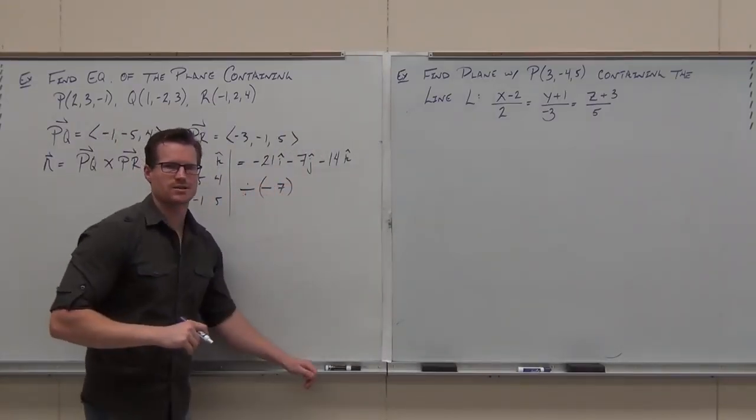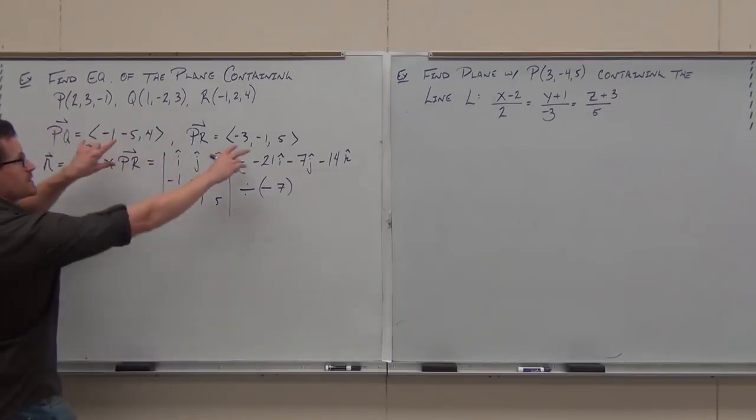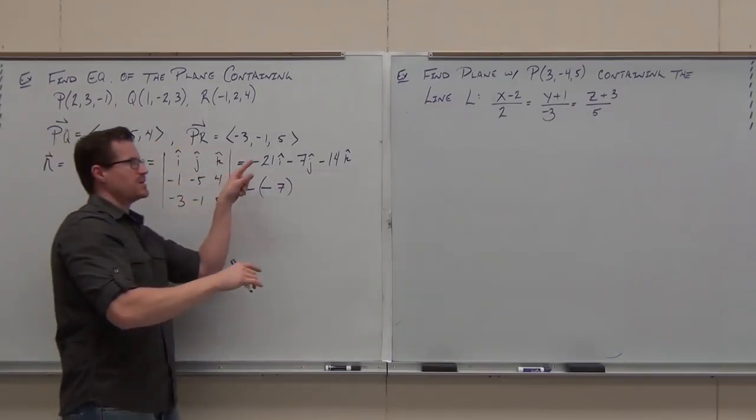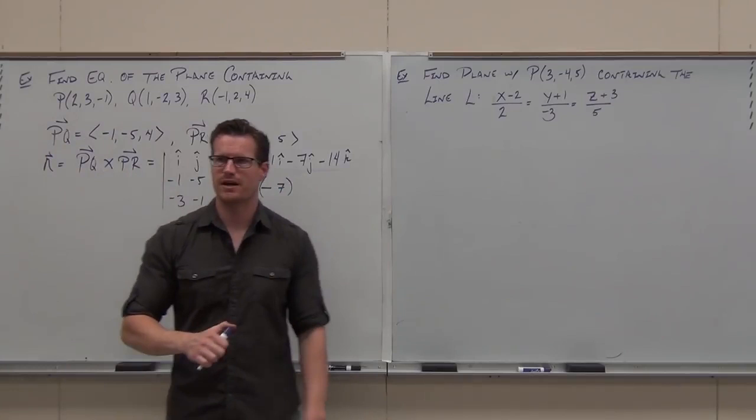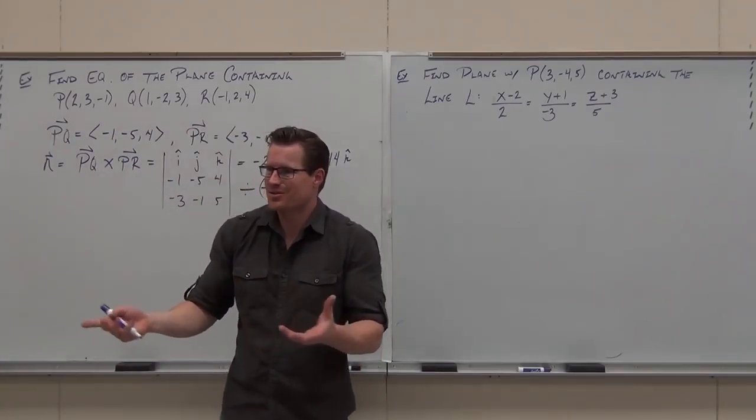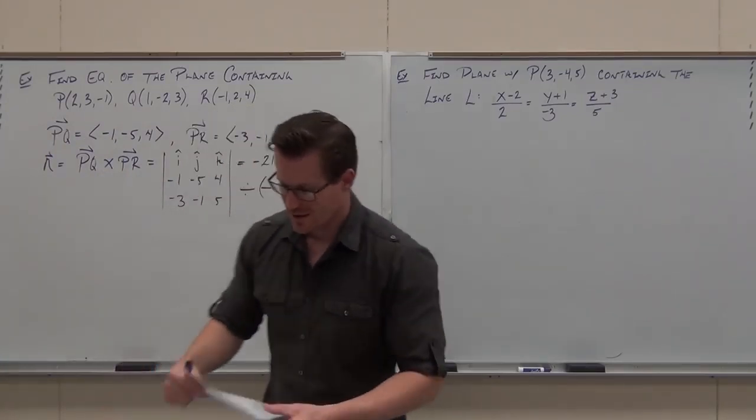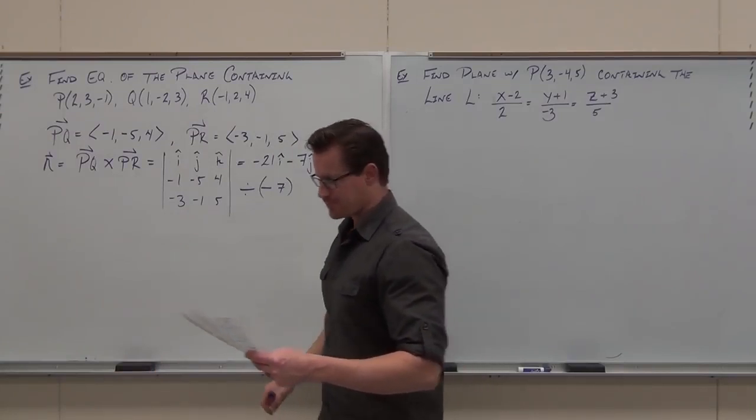Is that logic making sense to you? If you reverse these and did the cross product backwards, it'd be plus, plus, plus. You'd still have to factor out the 7. But you see, it doesn't matter. You can always change the scalar multiple of that.